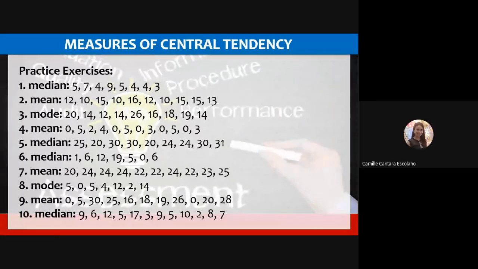Number 1 po is 4.5. Number 2 is 12.8. 3 is 14. 4, 4.90. 5, 25. 6, 7 ay 23. Tas 8 po is 5. Tas 9 ay 17. Tas 10 po ay 7.5. Okay. Kalusin.